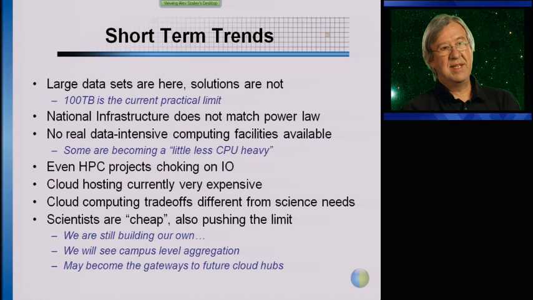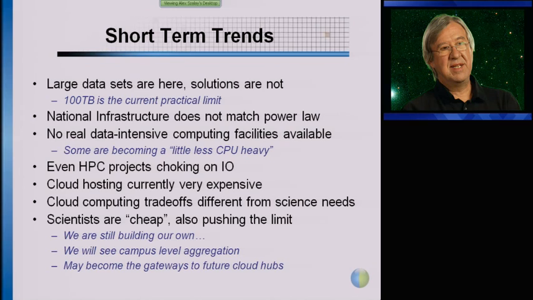We have a national infrastructure of computational facilities, but it currently doesn't quite match the power law. So we have a few very large supercomputers, and then we have some small clusters at universities, but we don't really have the intermediate tier of systems. And some of the data-intensive facilities are just starting to emerge, and today I think the best we can say is that they are probably just a little less CPU heavy than the previous generation, but certainly there's a trend in the right direction.